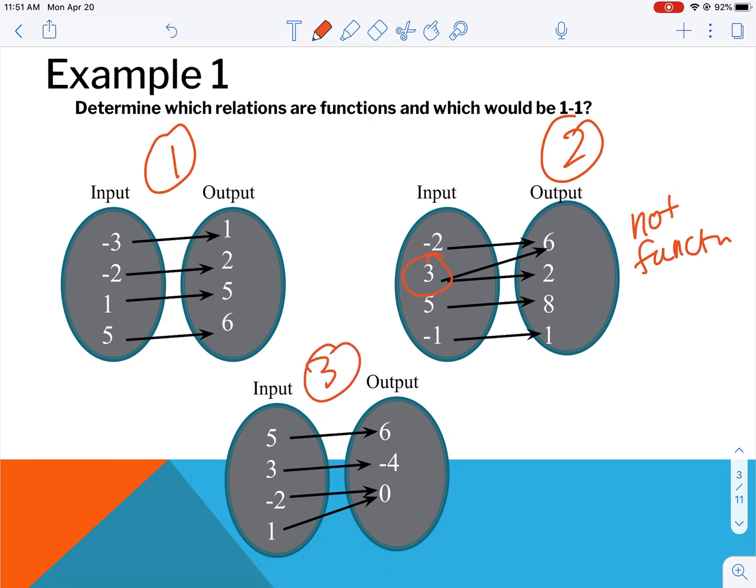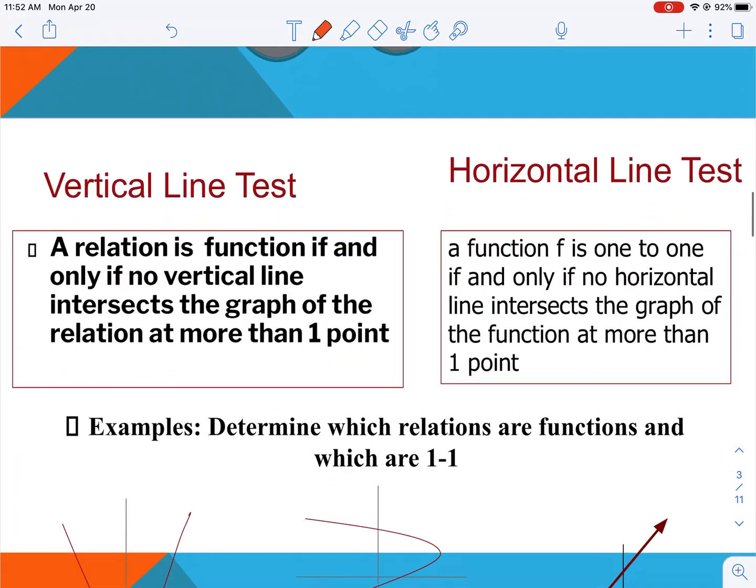The last one down here is number 3 here. This one definitely is a function, but if you try to tell if it's one-to-one, when you go in reverse, this 0 is going to have 2 different outputs. So although this one is a function, it's not one-to-one.